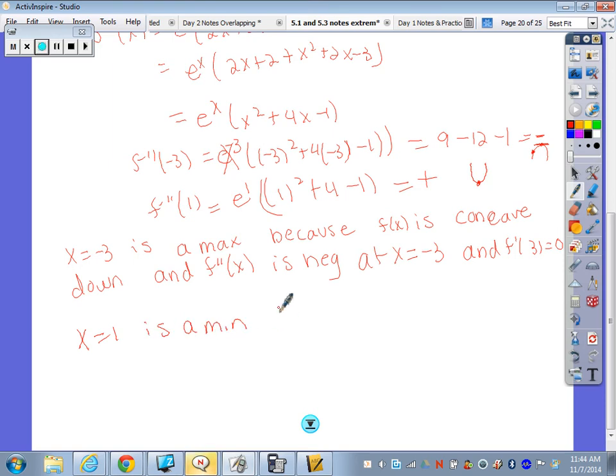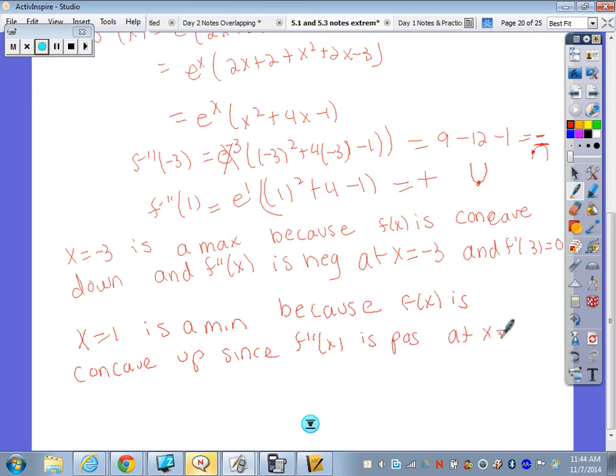Kind of the same reason, because f of x is concave up, since we know that because f double prime of x is positive. At x equals 1, you need to specify the value, sorry, not 3, 1. And you could also say x equals 1 is a critical point. So if you want to say that instead of f prime of 1 is equal to 0, that's fine.